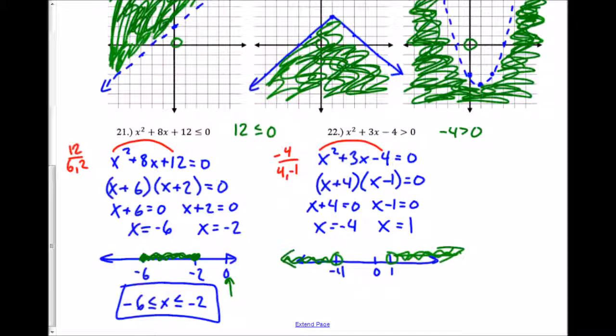Okay. So what I have graphed here is an OR inequality. I've got x is less than a negative 4, or x is greater than a positive 1. And that's my solution.